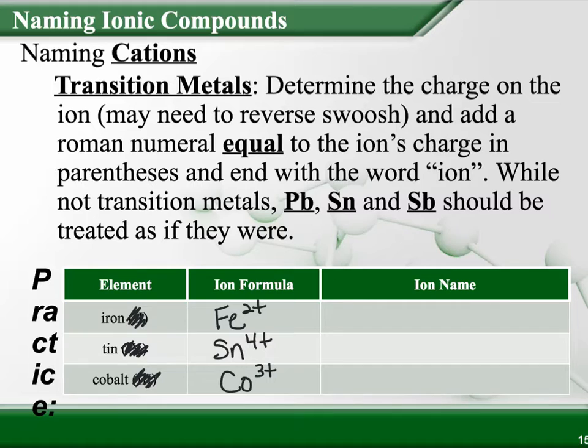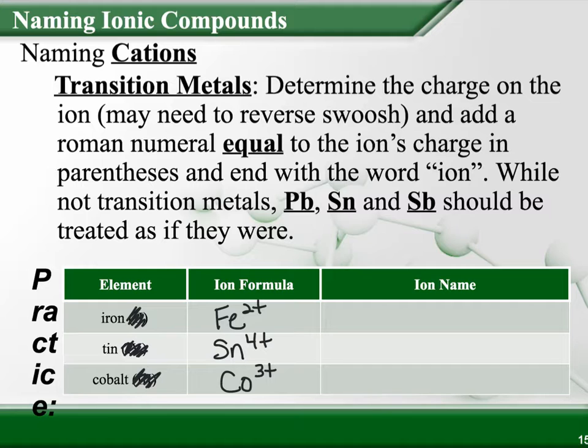And then we'll go ahead and talk about our transition metals. So remember that our transition metals have variable charges. And so we use the Roman numerals to indicate the charge on the metal. And we might have to do a reverse swoosh in order to determine that charge. So the Roman numeral equals the charge. And also remember that lead, tin, and antimony are also going to be treated as if they are transition metals. So we will always use Roman numerals to indicate the charge for the transition metals and lead, tin, and antimony.